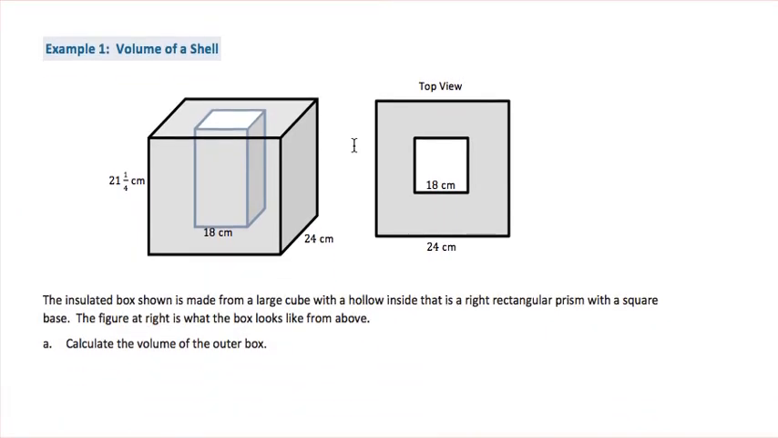Example 1, we have a volume of a shell. Shell being an empty container. The insulated box is made from a large cube with a hollow inside that is a right rectangular prism with a square base. The figure at right is what the box looks like from above. So if we look down from the top, this is what it looks like. We need to calculate the volume of the outer box.